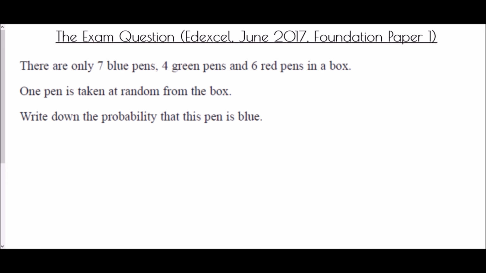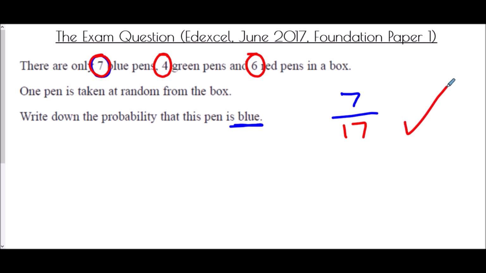So, once again, what we need to be thinking about here is how many ways could I get a blue pen? Well, there are 7 of them, and therefore 7 is going to be the top of my fraction. The bottom, though, needs to be all of the possible outcomes. So there were 7 blue pens, 4 green pens, and 6 red pens. How many pens is that in total? Well, that is 17 pens. And the probability therefore is 7 out of 17. We should be checking if we can simplify, but both 7 and 17 are prime numbers, so 7 over 17 is the final answer.